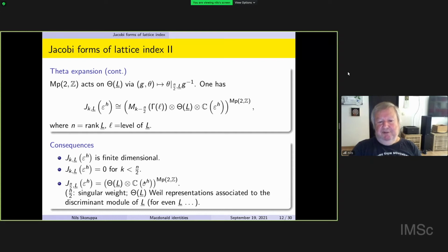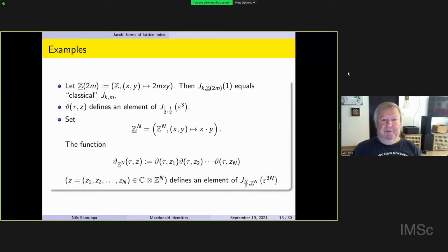So it actually has nothing to do with Jacobi forms. It's just purely an algebraic object. So a representation of Mp2Z, a finite dimensional representation, and the invariants. Okay, so this weight n over 2, it's called singular weight. It's for us a very interesting weight, as we will see. Okay, so that is what I have to explain here.